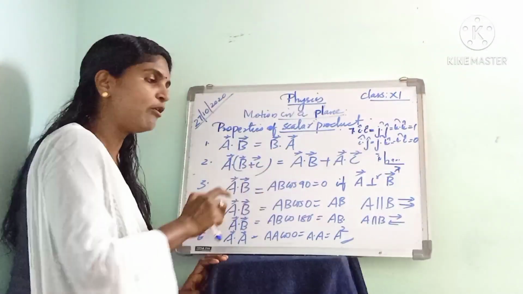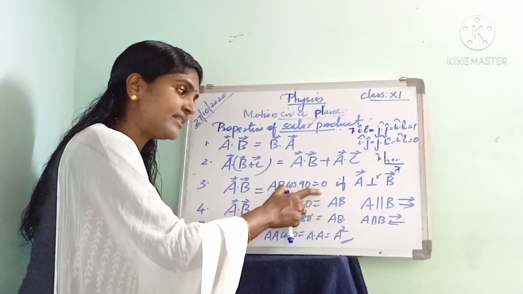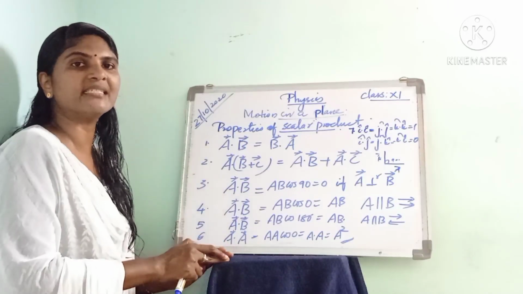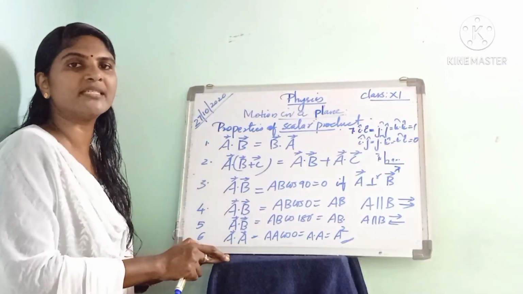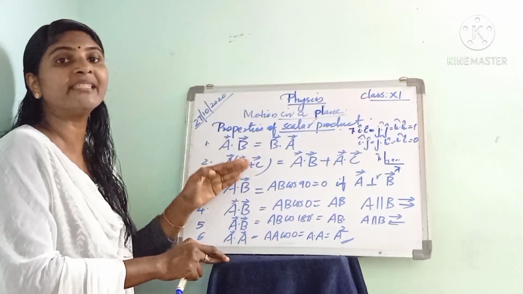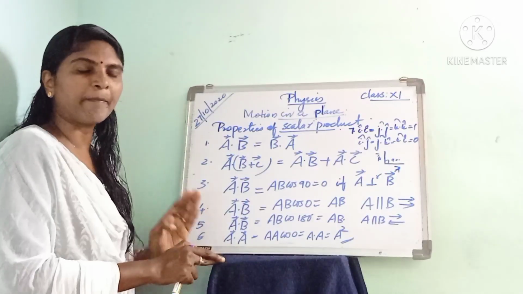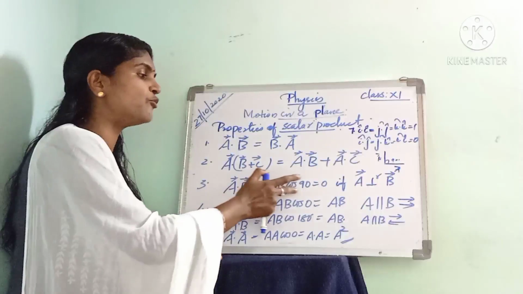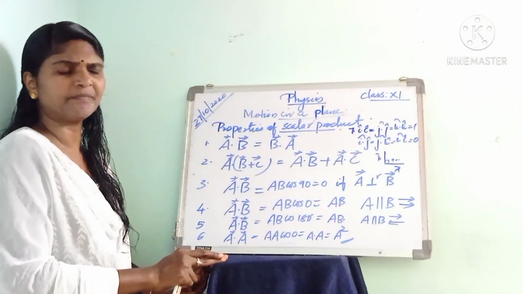So you know the value of cos 90 is 0. So we will get the scalar product as 0. So we can say if the two vectors are perpendicular to each other, then the scalar product or the dot product of the two vectors is 0. Okay, if the two vectors are perpendicular to each other, the dot product or the scalar product of the two vectors is 0. Isn't it?